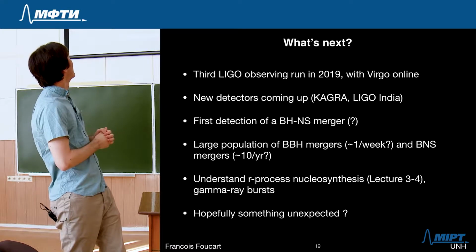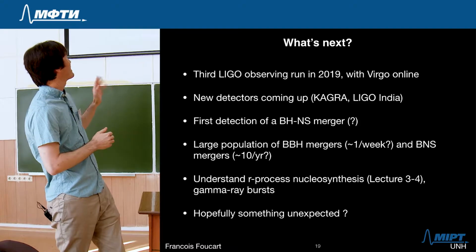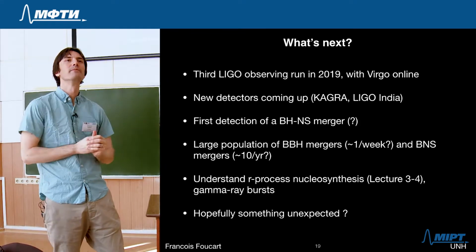And a bit less neutron star mergers, maybe 4 to 10 a year or so.